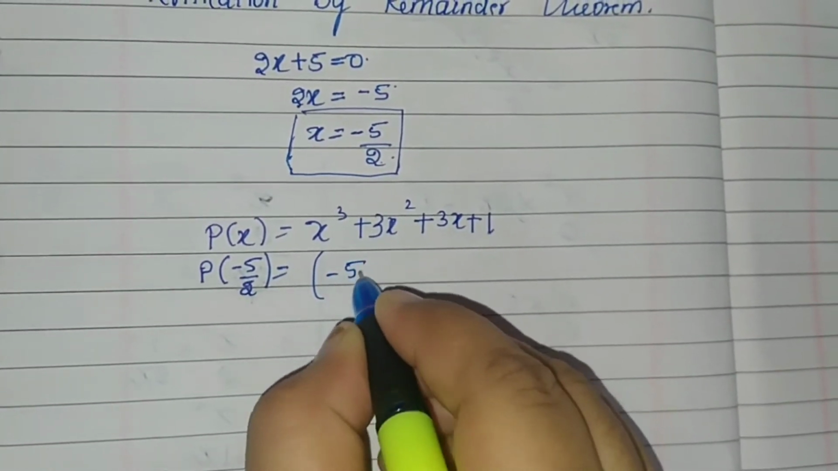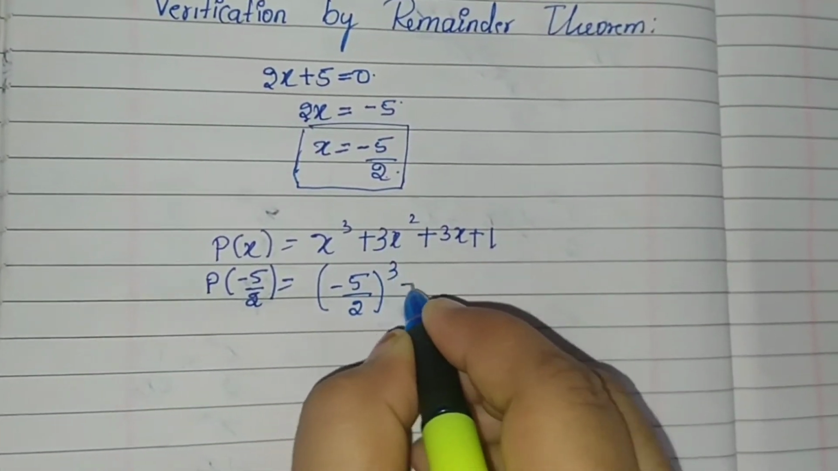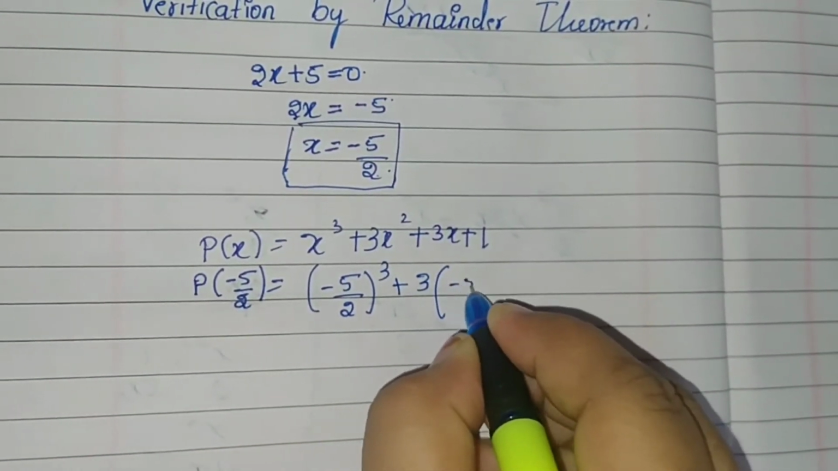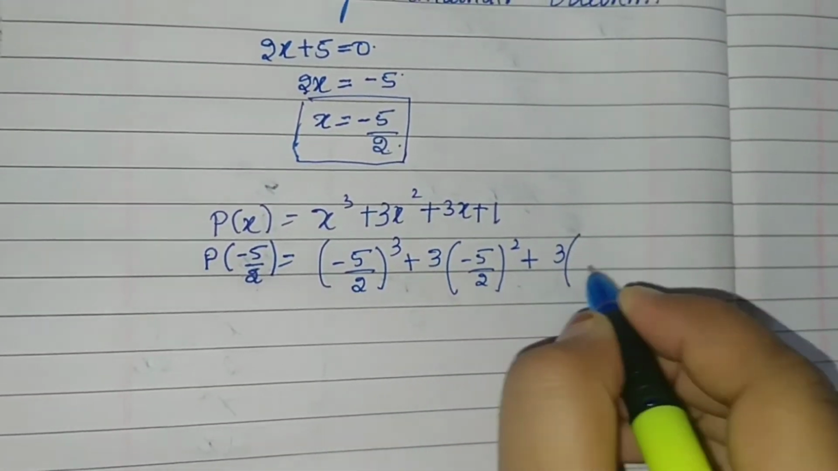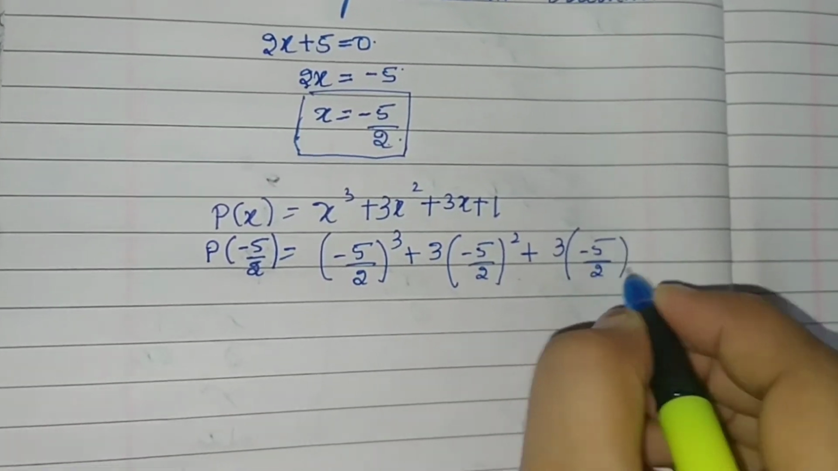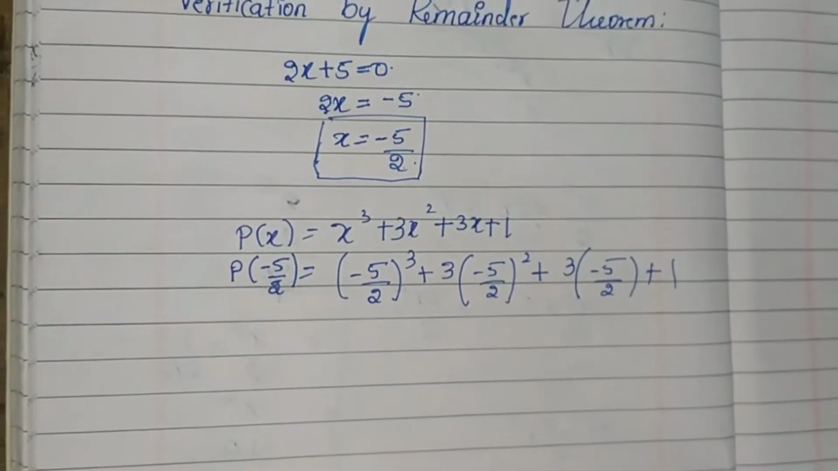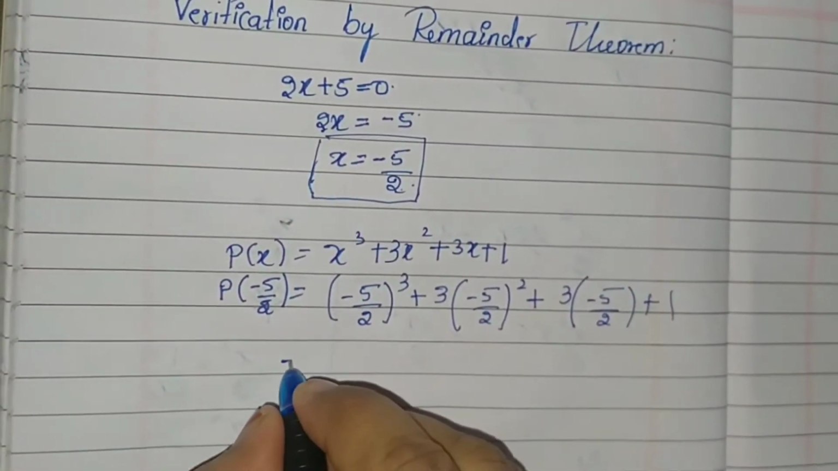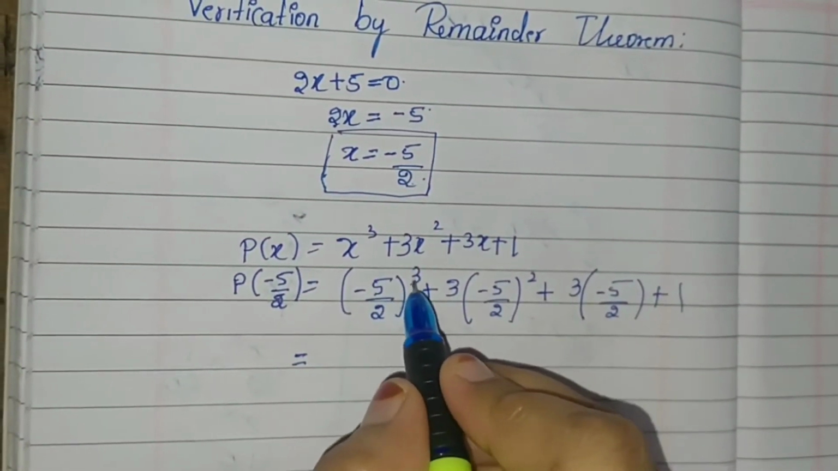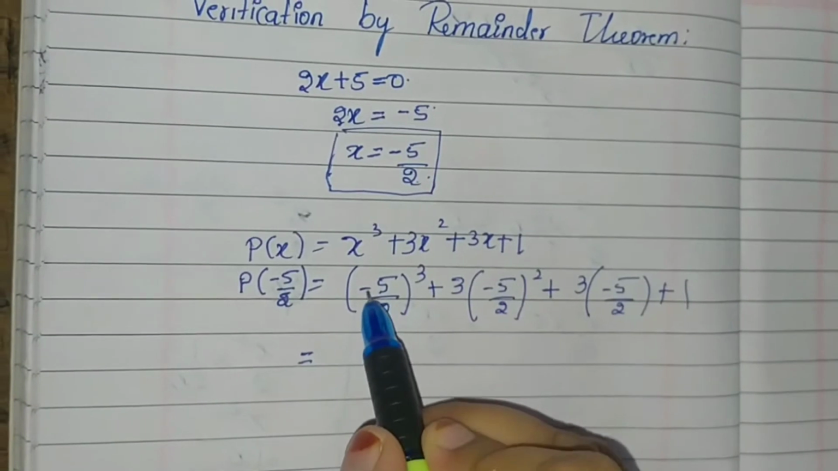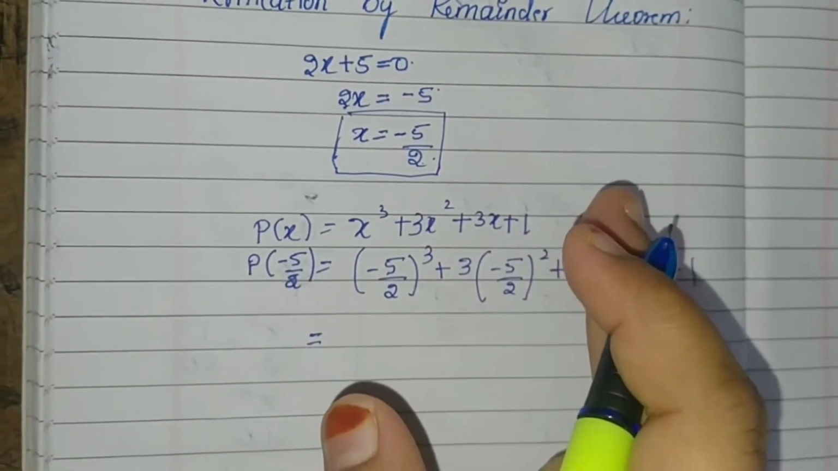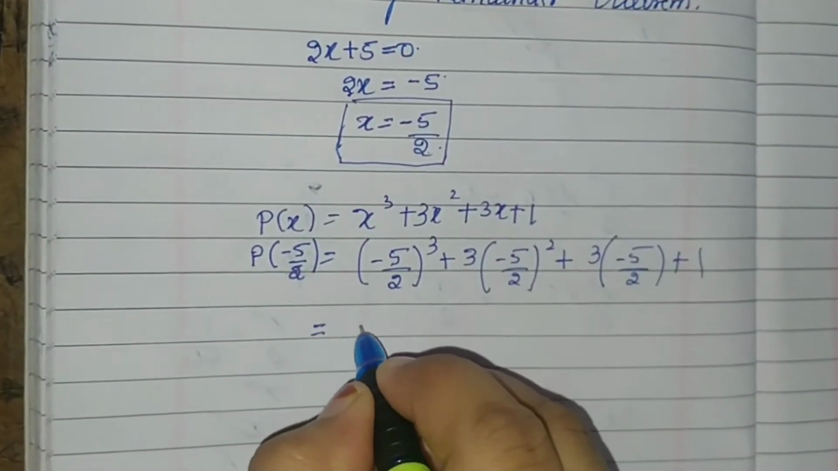So minus 5 by 2 the whole cube plus 3 into minus 5 by 2 the whole square plus 3 into minus 5 by 2 plus 1. Okay. So now what you have to do, this will be equal to minus 5 the whole cube. See here, minus 5 the whole cube is there, no? So minus into minus is plus, plus into minus again minus.